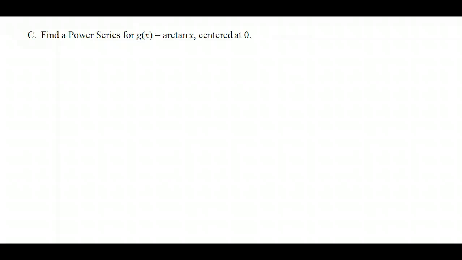Last bizarre example here is that we want to find a power series for arctangent x centered at 0. So a pretty similar situation to what we just dealt with natural log. Arctangent of x is obviously not a fraction, and we want to deal with fractions. To get a fraction, we can take the derivative. So we can say g prime of x. Remember, the derivative of arctangent is u prime, which would give us 1, divided by 1 plus our u value squared.